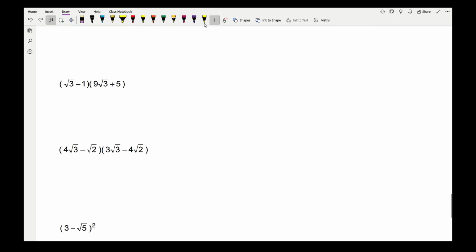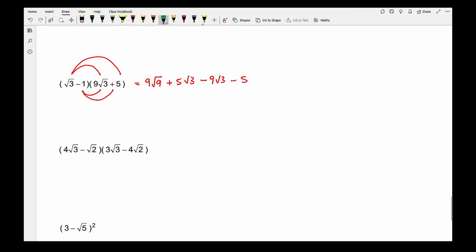So here, again, using my loops, I've got root 3 times 9 root 3, which is 9 root 9. And then root 3 times 5 is plus 5 root 3. Then I've got minus 1 times 9 root 3, which is minus 9 root 3. Again, 1 times 9 is 9. And then minus 1 times 5, which is minus 5.